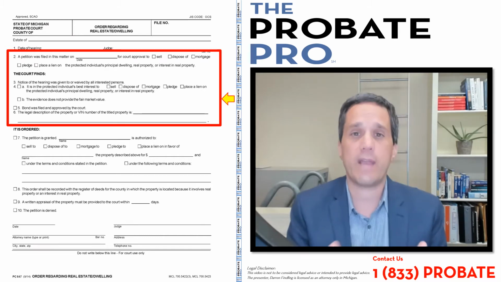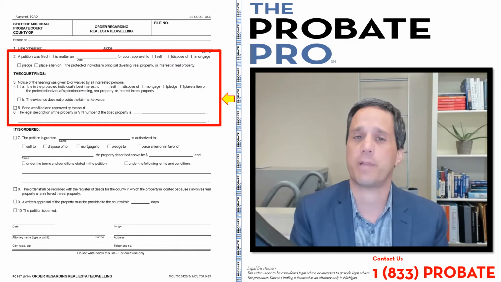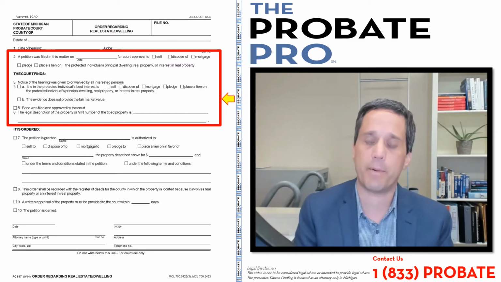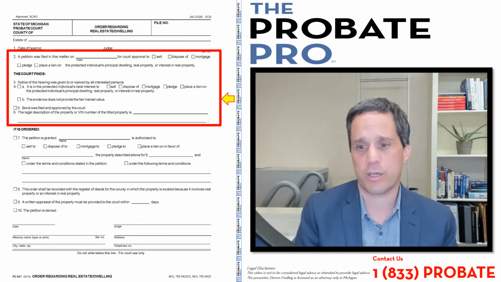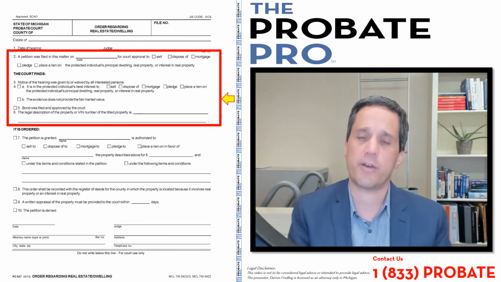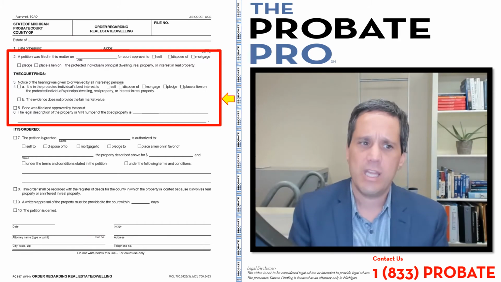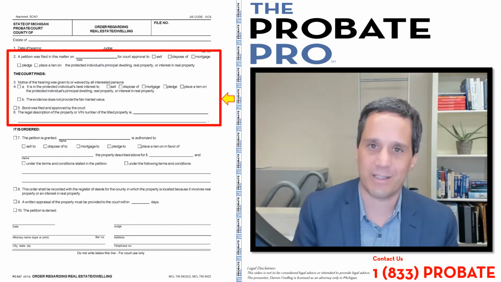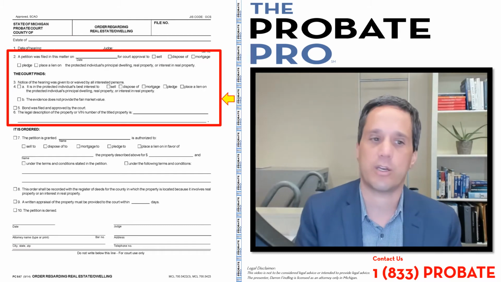But what they don't have is an inherent right to sell, dispose, mortgage, pledge, or place a lien on property without a specific order of the court. So if a person under conservatorship wants to sell real estate, they have to get an order. If somebody wants to place a lien on real estate in which somebody is subject to a conservatorship, they must also get a court order.